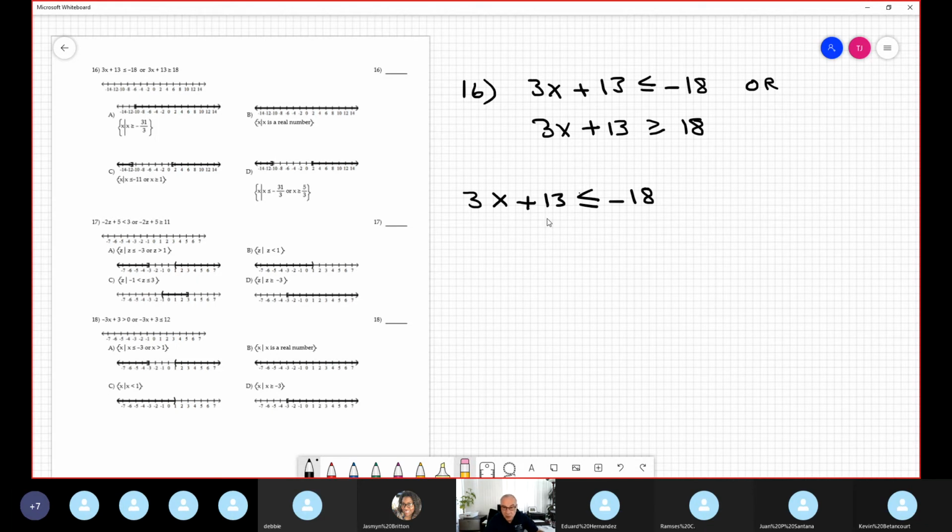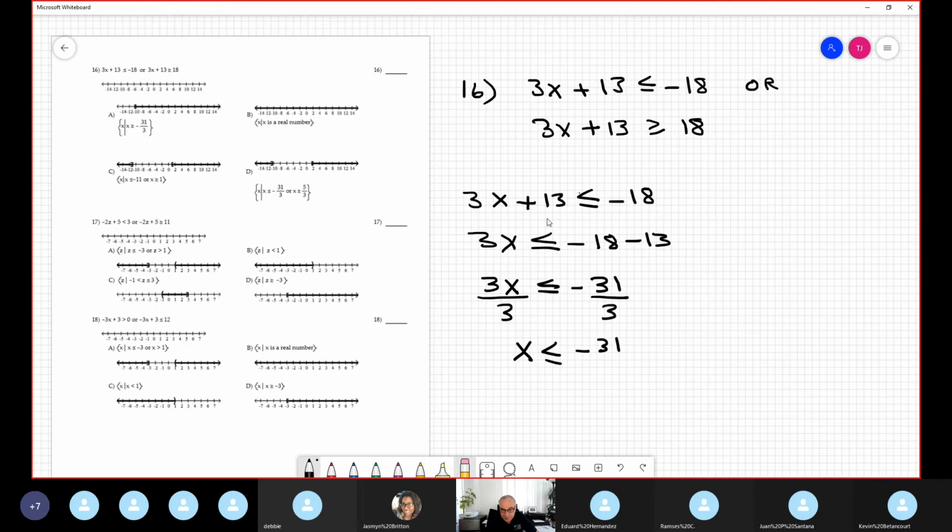So now we have 3x stays here, less than or equal to negative 18 minus 13. 18 plus 13 is 31, negative 31. Finally, divide by 3 both sides. And this sign stays the same because you are dividing by a positive number. To have some idea where that point is located, in the calculator you put 31 divided by 3. It is 10 point something, approximately negative 10.3 repeated. So I have some idea. For a moment, leave it like that.